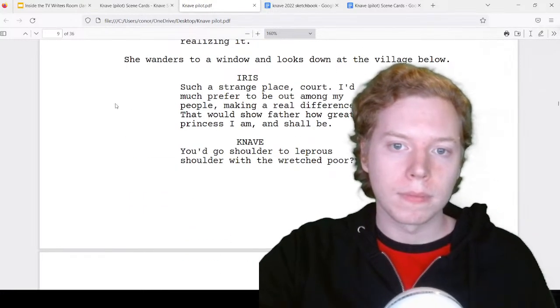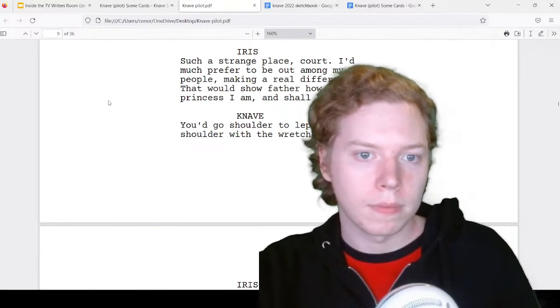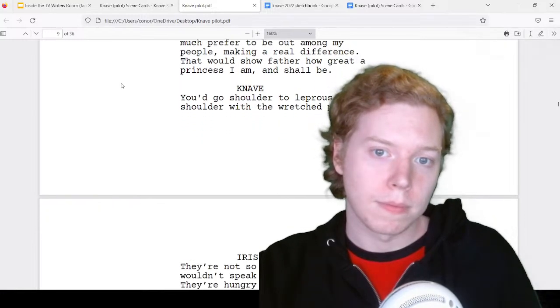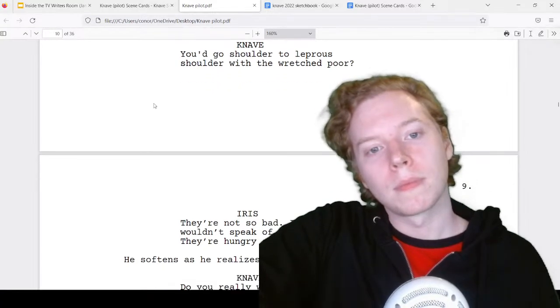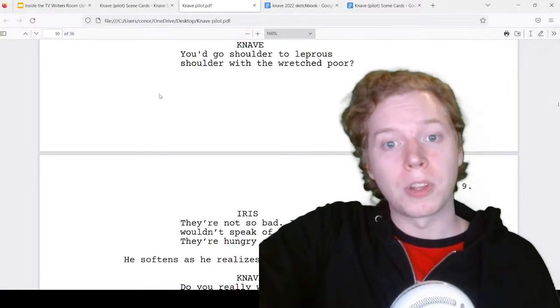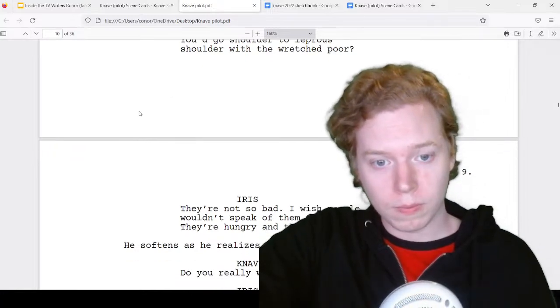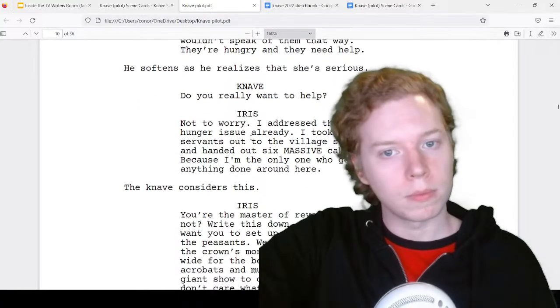She wanders to a window and looks down at the village below. Such a strange place, Cold. I'd much prefer to be out among my people, making a real difference. That would show Father how great a princess I am and shall be. You'd go shoulder to leprous shoulder with the wretched poor. They're not so bad. I wish people wouldn't speak of them that way. They're hungry and they need help.